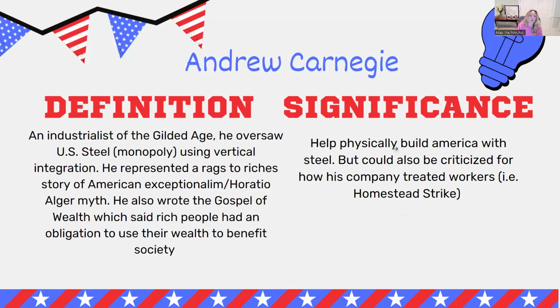Andrew Carnegie. So as one of the examples of industrialists at the time in the Gilded Age, he oversaw U.S. steel monopoly using vertical integration. Rockefeller was the other major one with oil and horizontal integration, both cutthroat business people. But he represented the rags to riches story of American exceptionalism, or like that Horatio Alger myth, which kept people thinking that if they just worked harder, they could do it.